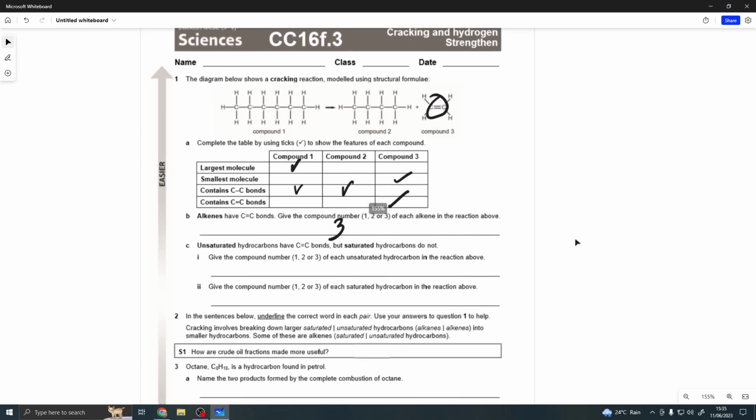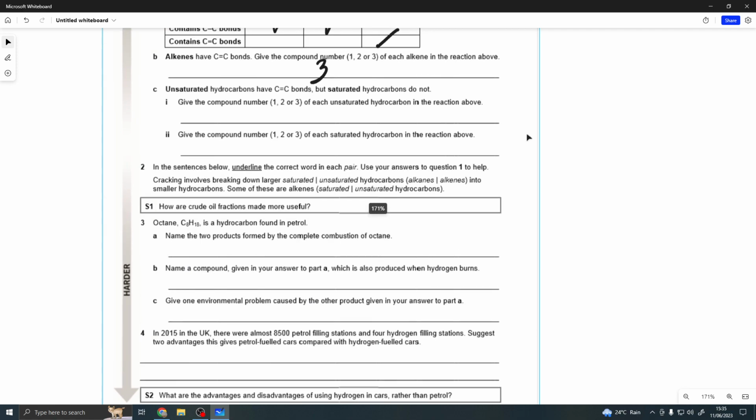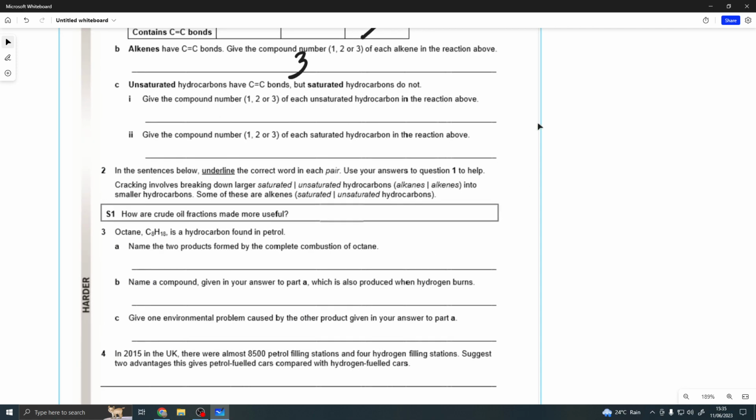Unsaturated hydrocarbons have C=C double bonds, but saturated hydrocarbons do not. How many unsaturated? Now, unsaturated have double bonds. That's number 3. Saturated will be 1 and 2. In the sentence, underline the correct word in each pair. So, cracking involves breaking down larger saturated hydrocarbons, which are alkanes, into smaller hydrocarbons. Some of these are alkenes, which are unsaturated.